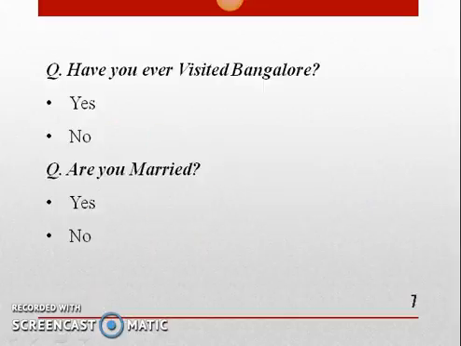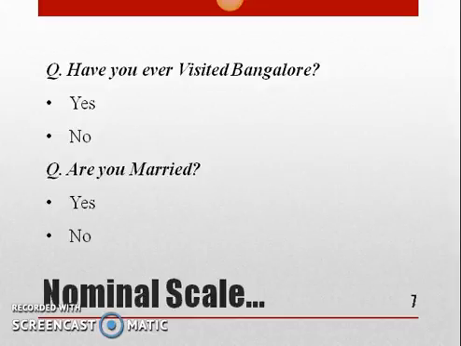Many times we have come across these types of questions. Have you ever visited Bangalore or any other city? Are you married? The responses are simply yes and no. This is an example of nominal scale. Here, yes is coded as 1 and no is coded as 2. The numeric attached to the answer has no meaning, it is mere identification.